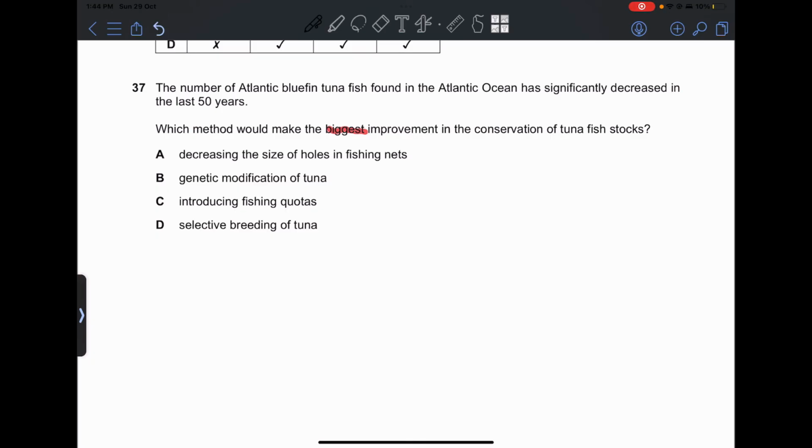C says introducing fishing quotas. Now this means that there is a law that allows fishers to only fish in a certain time or in a certain place, or some places are not allowed to be fished in. It can be bypassed, or some people may break the law, but most of the fishers will implement this and follow it. So this will decrease the amount of fishing of the tuna. Our answer is going to be C.